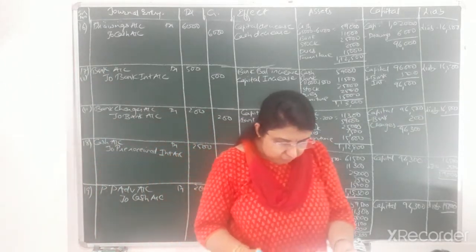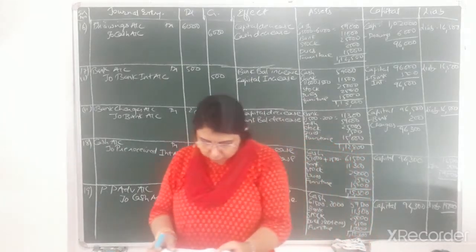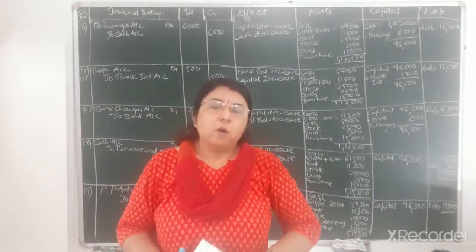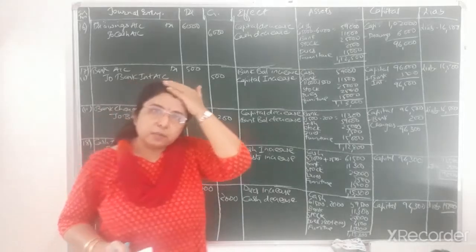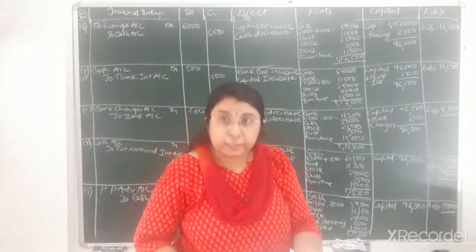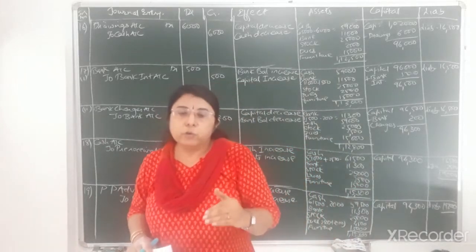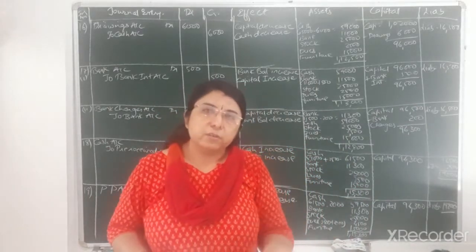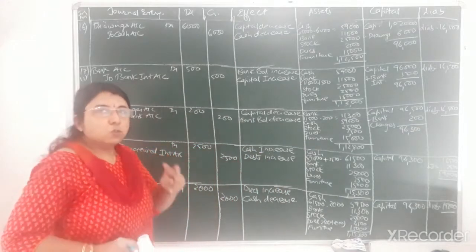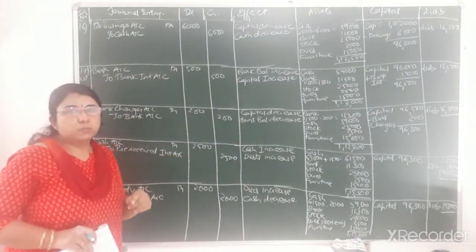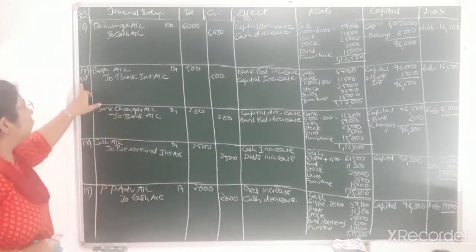Rupees 500 bank is credited for interest and debited rupees 200 for bank charges. Now 500 is the interest credited by the bank, and rupees 200 are bank charges. So one is an income from the bank, another is an expense. So we have to give two different entries for this particular transaction. One is for bank interest.